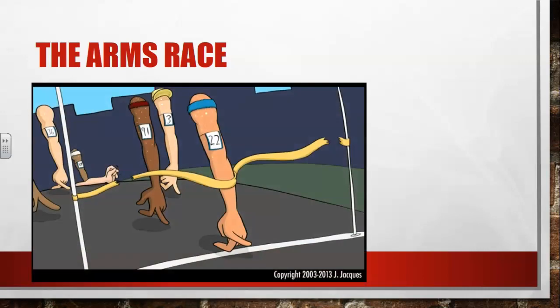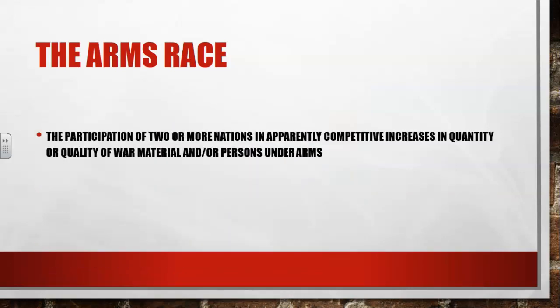We're going to be talking about an arms race, and what I can tell you is 22 won it. No, we're talking about the arms race. An arms race, and the definition of one which you need to know is the participation of two or more nations in apparently competitive increases in quantity or quality of war materials and or persons under arms. More or less, this is a bunch of people getting a bunch of bombs and weapons as quickly as possible. During the Cold War, this is going on between the United States of America and the USSR.